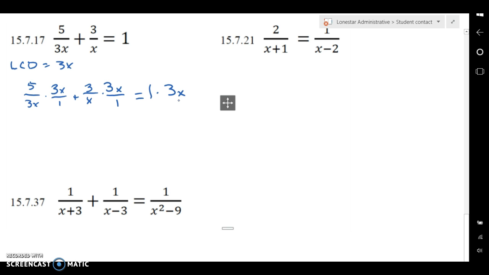Okay, let's start canceling. In the first fraction, we have 5 left. Second one, the x's cancel, so we have 9 left, and that equals 3x. 5 plus 9 is 14, equals 3x. So when we divide both sides by 3, x equals 14 thirds.